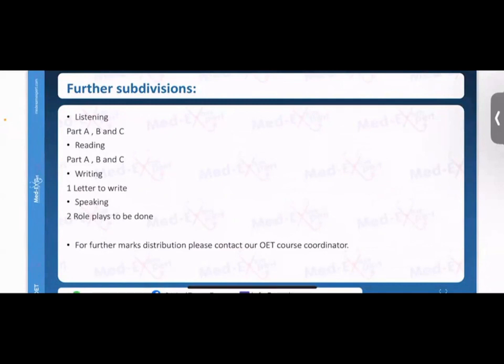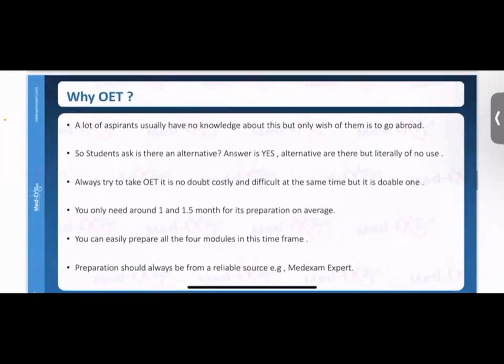Another question about speaking is like the time. So if you are given two role plays, then you may be having 3 minutes for the preparation of the role play and 5 minutes for its completion. So for further marks distribution, please contact our OET course coordinator. You all may contact Ramesh if you are still having any queries regarding the pattern, the subdivision and the marks division section of this exam.